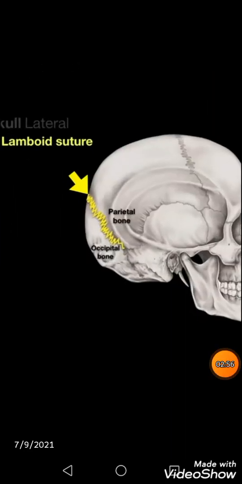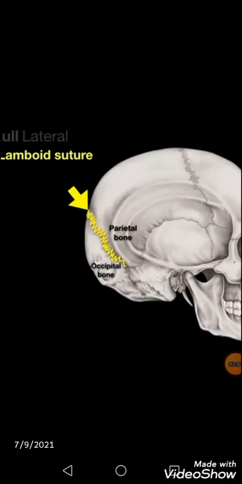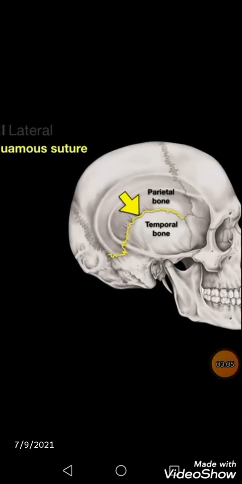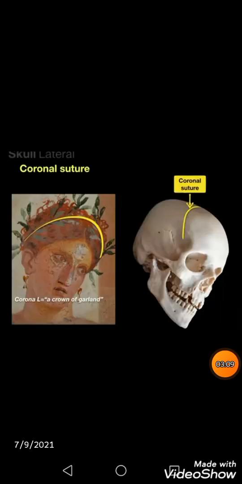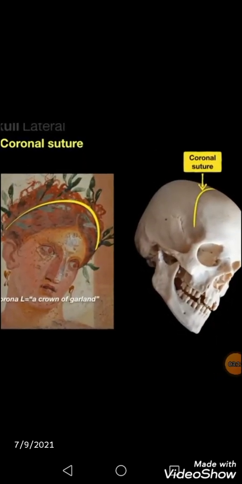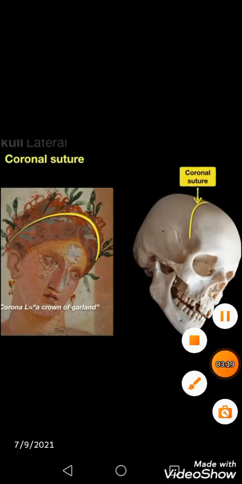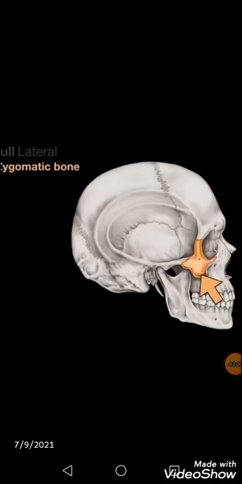Now you can see the lambdoid suture very clear in between the occipital and the parietal bone posteriorly. Now look at the squamous suture present between the temporal bone and the parietal bone. Again, see how the coronal suture, like a crown, is present in the temporal fossa, starting and running on the top of the skull.